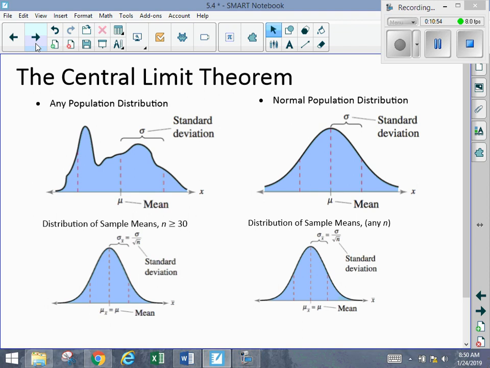So just some interesting pictures. I'm comparing some distribution that's nasty, a normal population distribution, and a distribution of sample means. It's just kind of to get the idea. It's not something you'll refer to in the future.